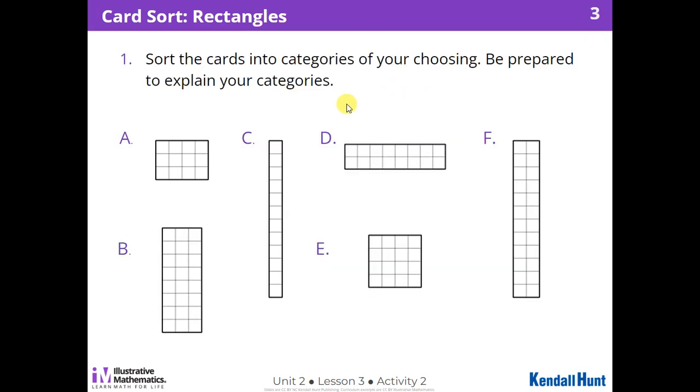Okay, so after that, there is: sort the cards into categories of your choice. Be prepared to explain your category. For example, we provide them some cards, and they can group them into two categories or more than two categories if they want to. The criteria could be any they like. For example, they can categorize them using the area, the same length, the same width, or the perimeter. So they can make whatever category they want, and they will just sort these cards.